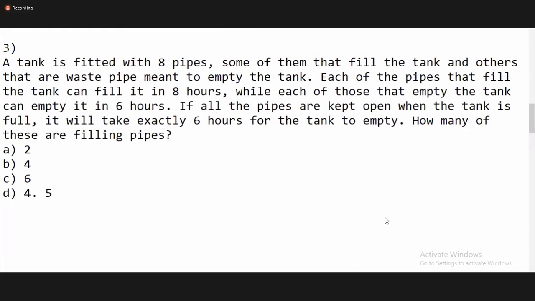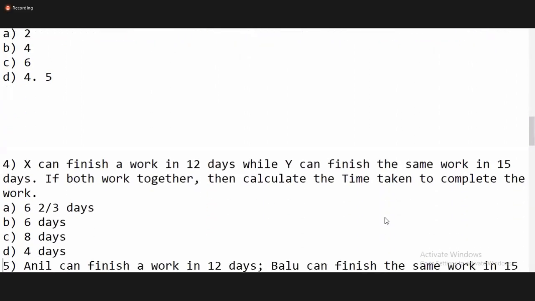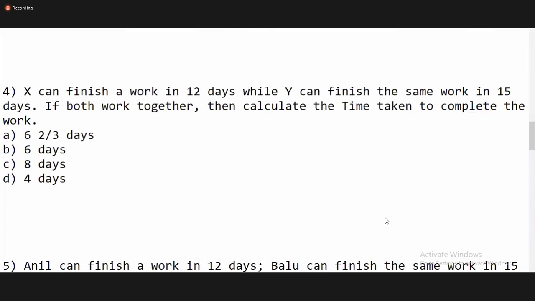Let's go to the next question. Yeah, this is an easy one. No need to think about it. Please quickly tell me the answer. Quick, quick, quick. Baby question. Yeah, 6 2 by 3.